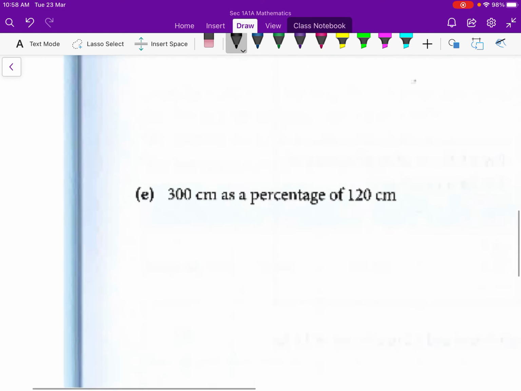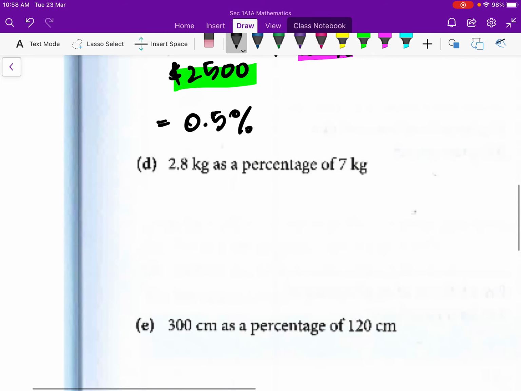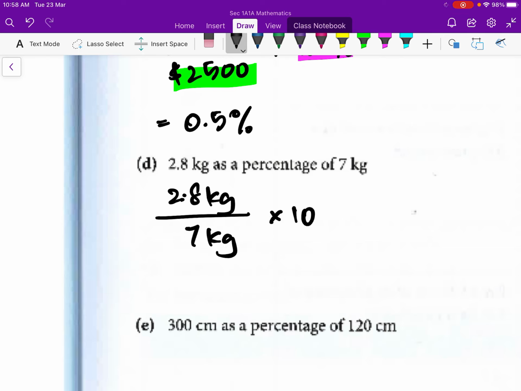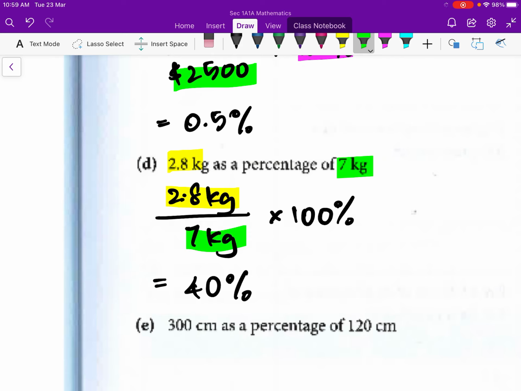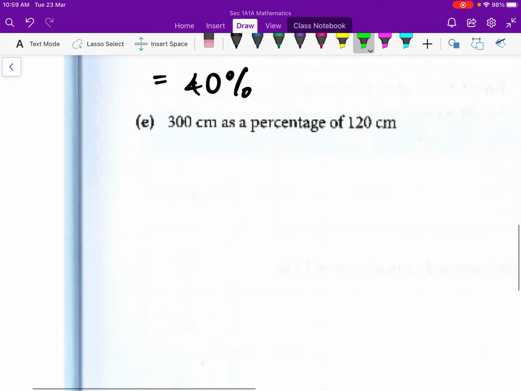Part D, 2.8 kg over 7 kg times 100%. 40%, wow, so much. So numerator on top, denominator below. All the units are the same, so good for us. I think this is the last question.